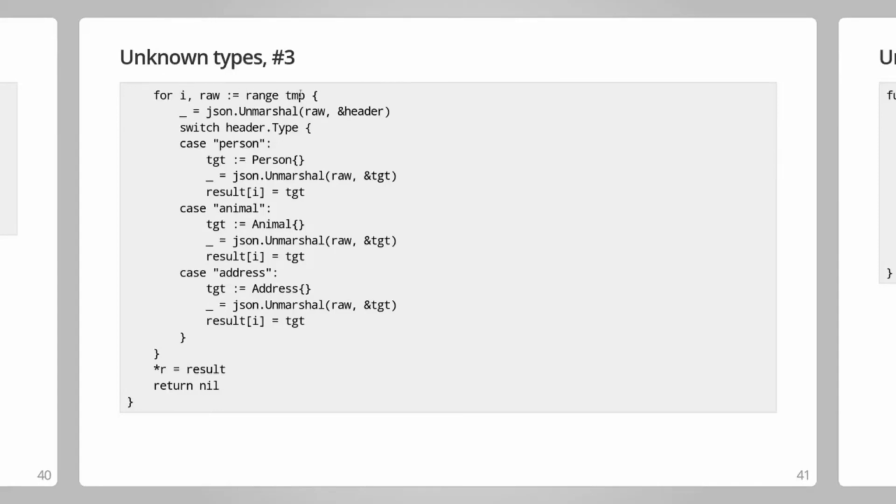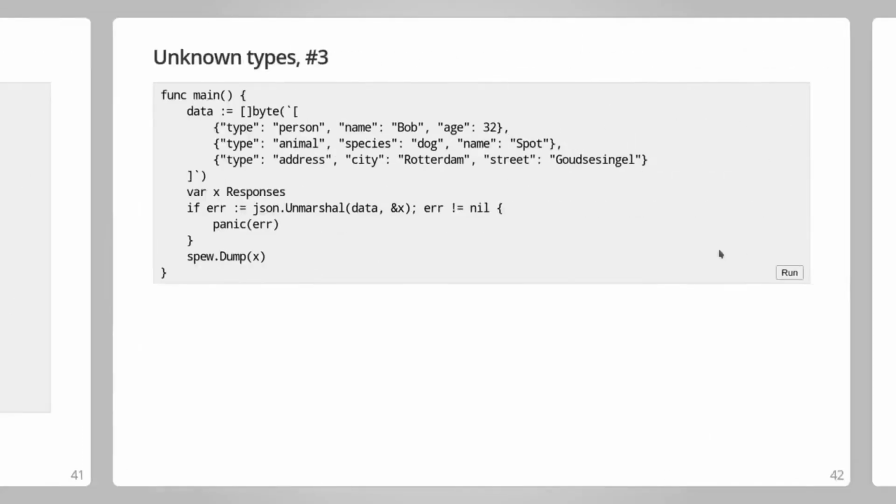For each case in my input slice of json.RawMessage, I unmarshal first to this header, and then I check the value of that header, the type field in that header. If the type is person, then I unmarshal to person. If it's animal, I unmarshal to animal. If it's address, I unmarshal to address. And in each case, I assign that value to that particular index in the result. And finally, as before, I assign the result to the receiver and I return nil.